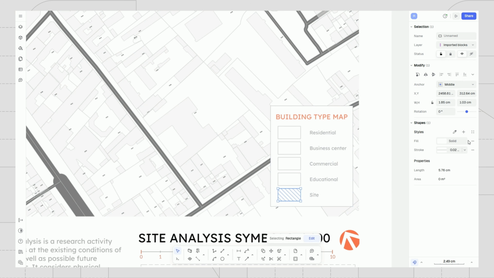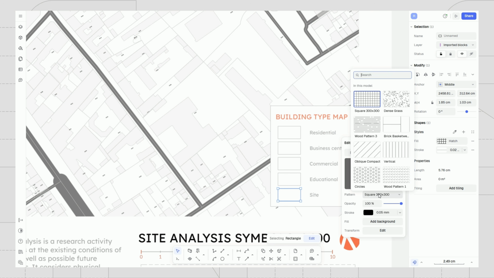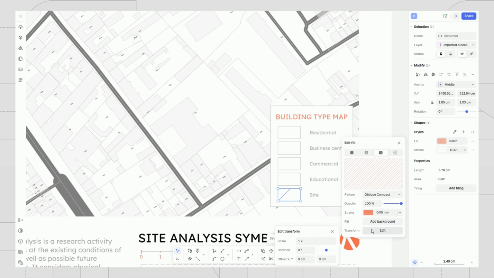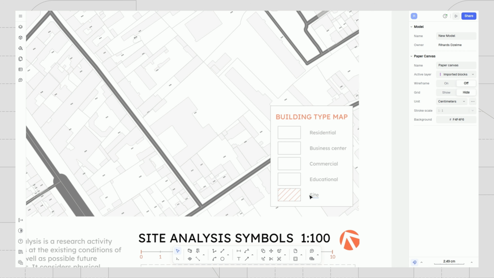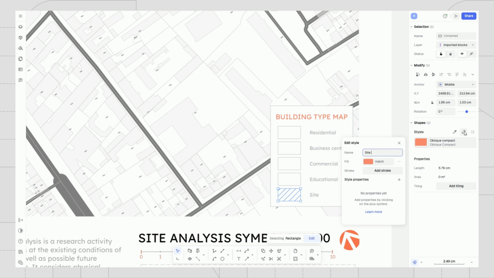For the site, I'll change the fill to a pattern. This one looks great, and make it again a reddish hue. And adjust the scale under transformation to something like 0.05, so the pattern isn't too wide or too dense. And we can also save this style as a site context hatch on the right hand side for reuse.